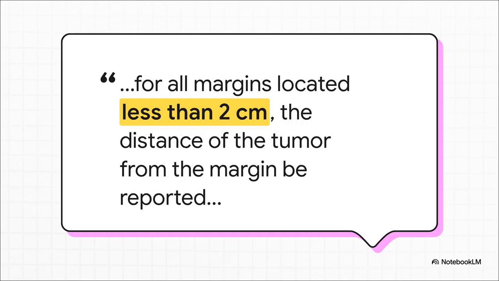And the CAP protocol is super clear about this. Note J specifically recommends reporting the exact distance for any margin that's less than 2 centimeters. So that means you've got to get out your ocular micrometer and measure it. That precise number is a critical piece of data for that patient's care plan.